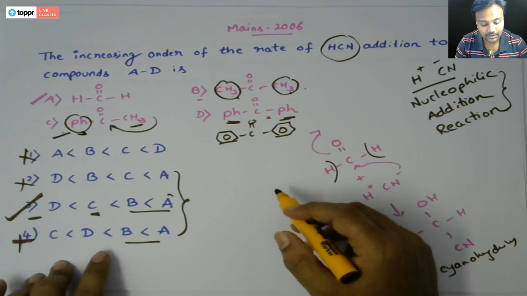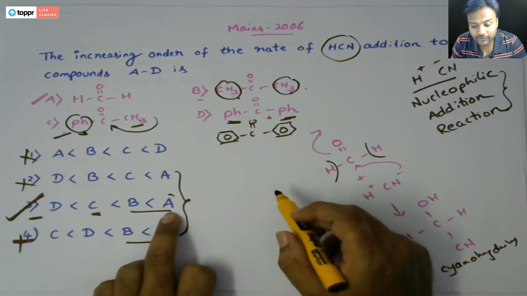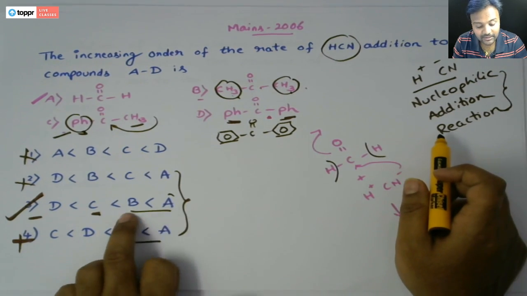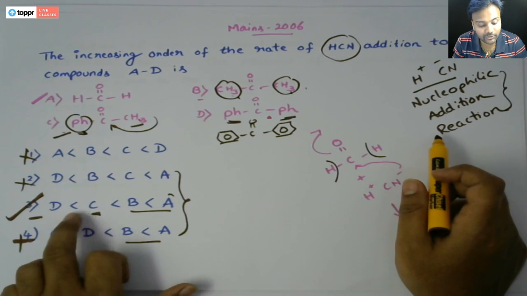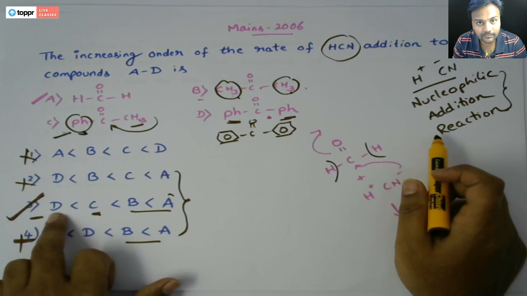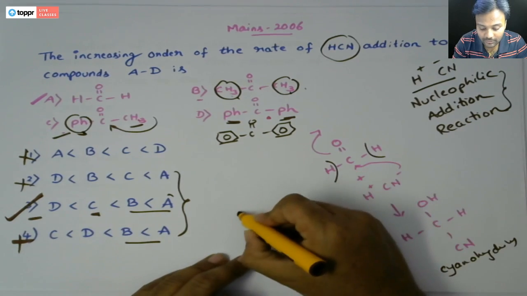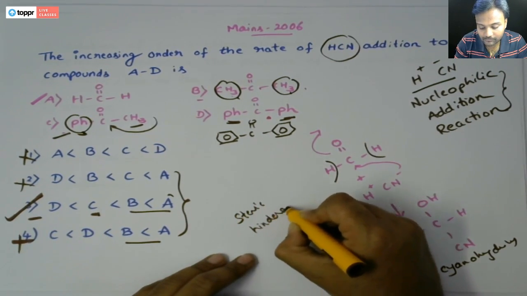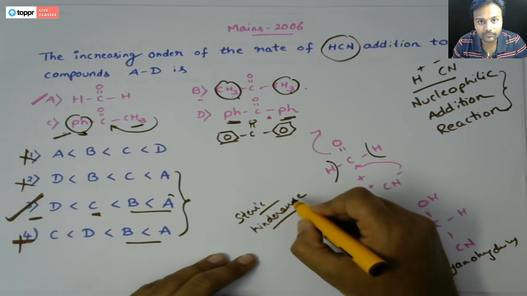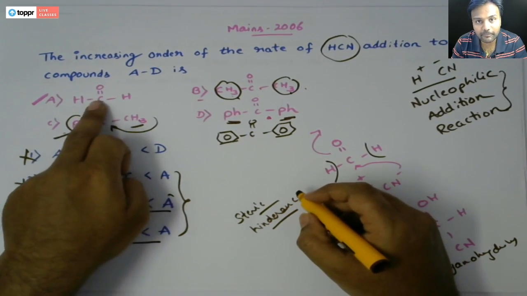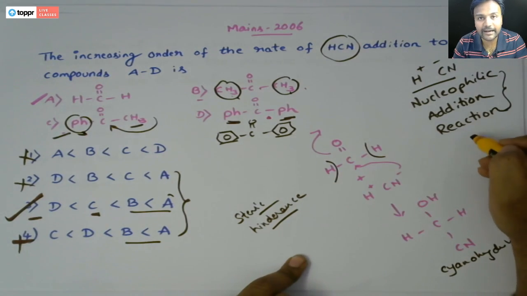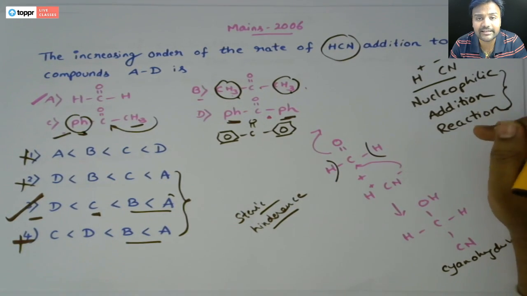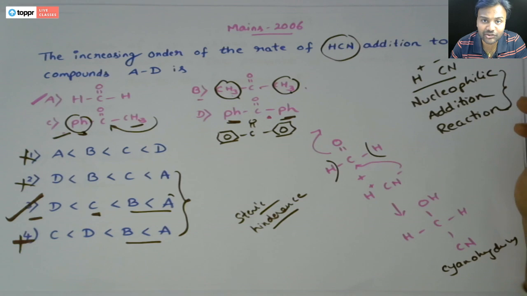is like this. That means formaldehyde is more reactive towards nucleophilic addition reactions than acetone, than acetophenone, than benzophenone, based on steric hindrance, right? So carbonyl compounds undergo nucleophilic addition reactions. These are the characteristic reactions that take place. Apart from the addition-elimination reactions, oxidation reactions and reduction reactions, carbonyl compounds undergo nucleophilic addition reactions.